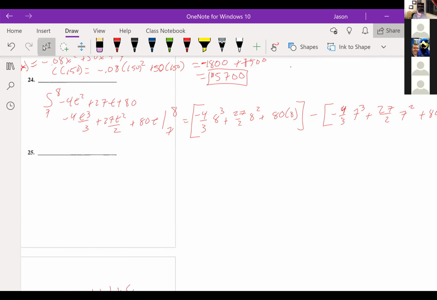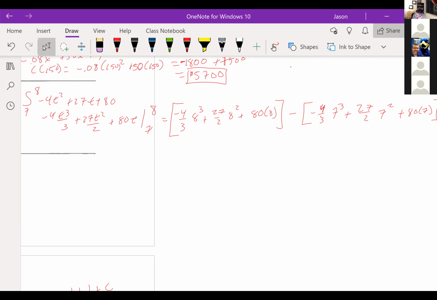Okay, so we're just going to get some... I would just plug that all into a calculator and solve it myself, honestly, but we can clean it up if you want. Let's see, what's 8 to the third power? I'll just clean it up.